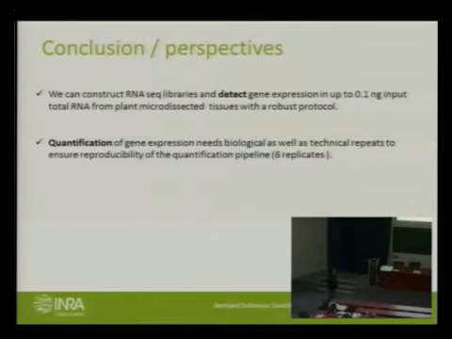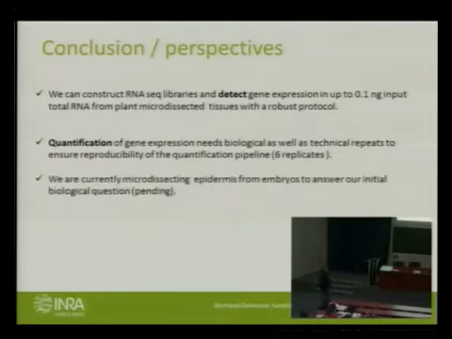It's to test on the same line, not biological replication, but more technical replication, to check whether what we obtain with the 0.1 nanogram library is a technical error or technical event, or if in a reproducible manner, we have these 5', 3' mapping problems with reads along the genes. We are currently microdissecting epidermis from embryos to answer our initial question, and we'll soon be able to answer whether some genes are really differentially expressed in the epidermis during embryo maturation.